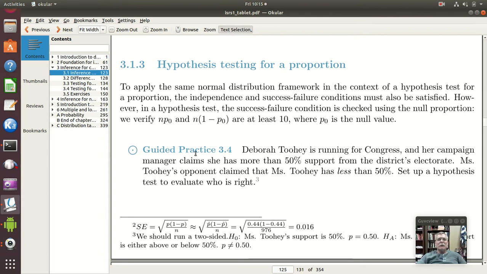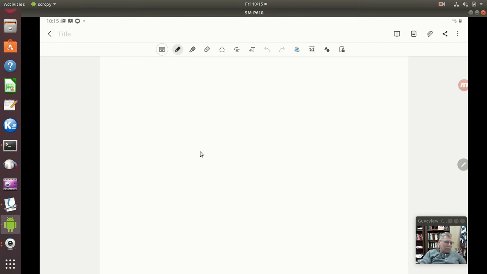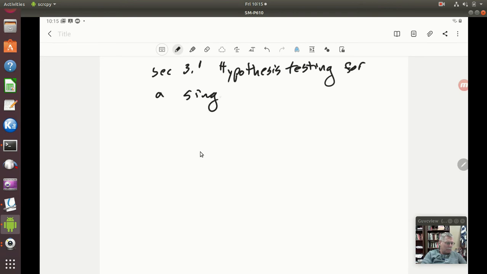Okay, so now we want to look at hypothesis testing for a single proportion. And again, I will point out that there are actually two proportions here. But this is section 3.1, and we're looking at hypothesis testing for a single proportion.